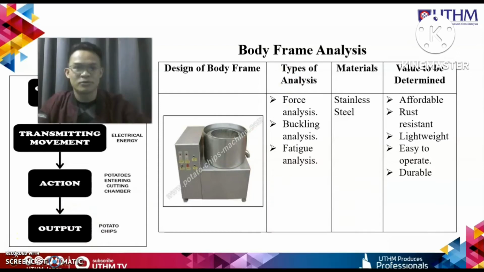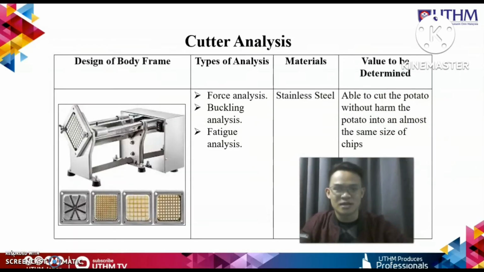The next part is the body frame analysis, which is known as the structural body. This is for the body frame and types of analysis: force analysis, buckling analysis, and fatigue. The material was determined to be stainless steel, and the values to be determined are such as affordable, rust resistant, lightweight, easy to operate, and durable. For the cutter analysis, the design of the cutter is shown in these figures, and the type of analysis is the same as the body frame analysis.